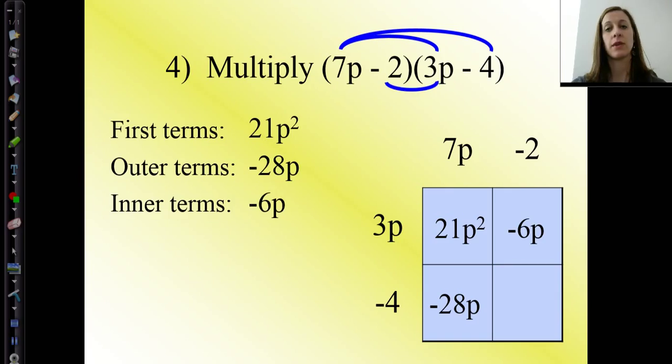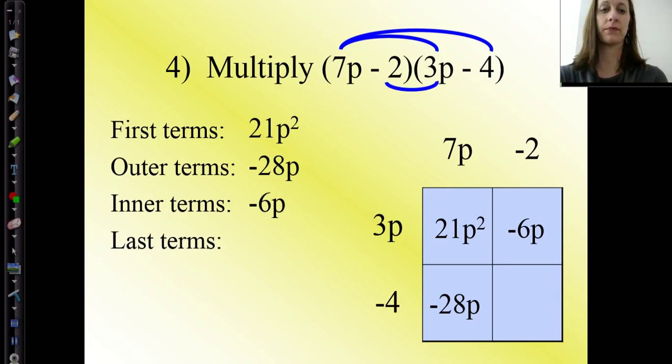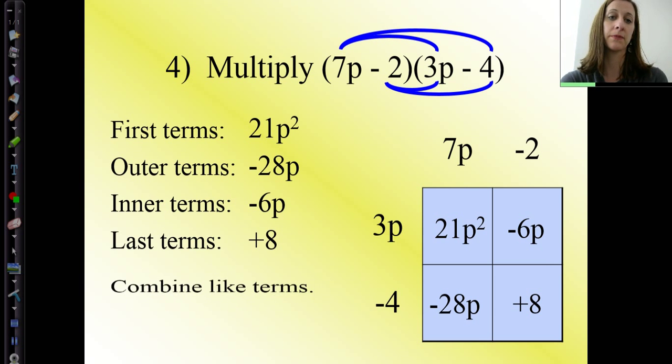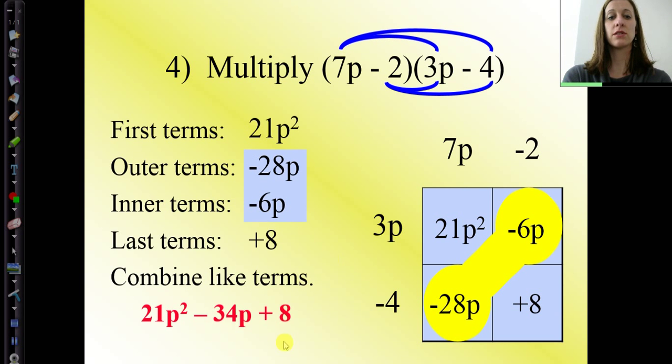So we get negative 6p. And then we get 8. And then again, combine your like terms. And that makes the middle term of our trinomial negative 34p.